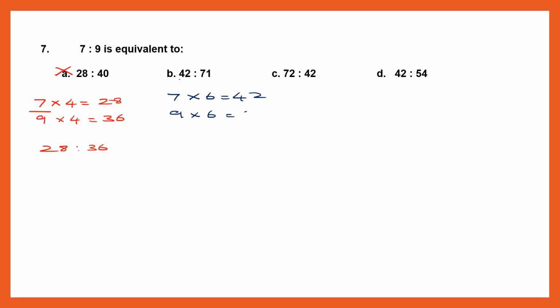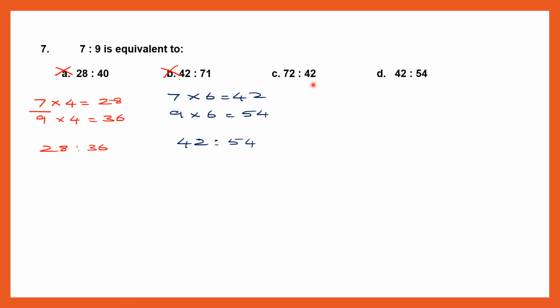9 into 6 is 54. So your ratio should be 42 is to 54. But here, as you can see, it is 42 is to 71. So this is also not our answer. Let's go to the next one.